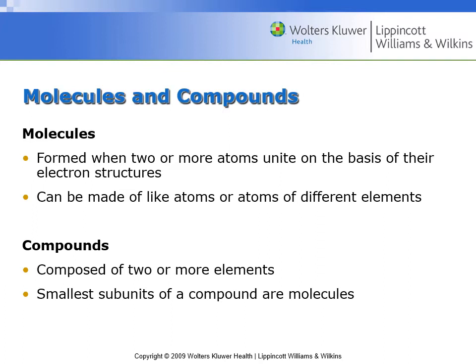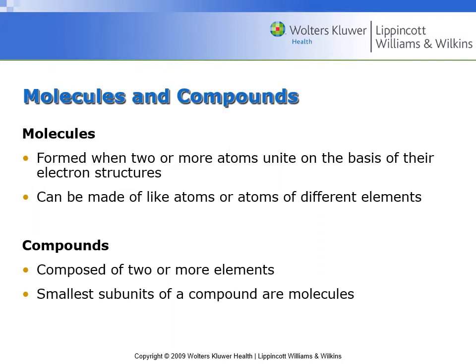Molecules are formed when two or more atoms unite on the basis of their electron structures. One of the things, even at the level of molecules and compounds, you have to recognize: stability is the key. Everything wants to move to a state where everything is stable. So when we are looking at molecules, they form combinations with different elements, with different substances, such that they move towards this state of being at rest, right?